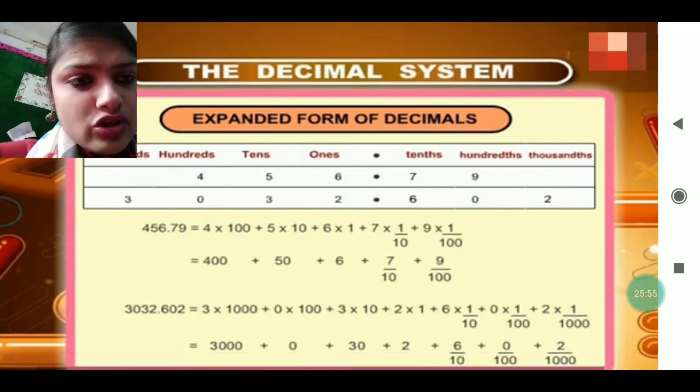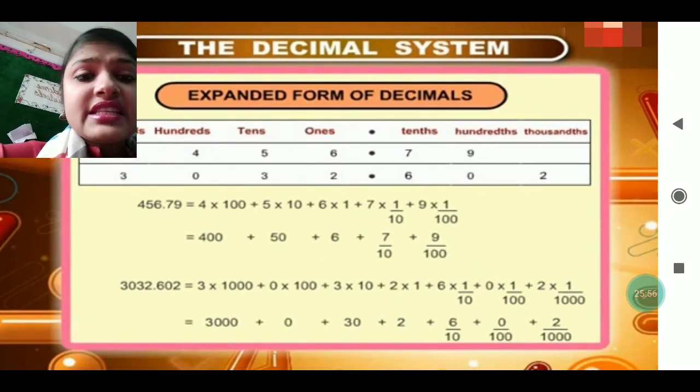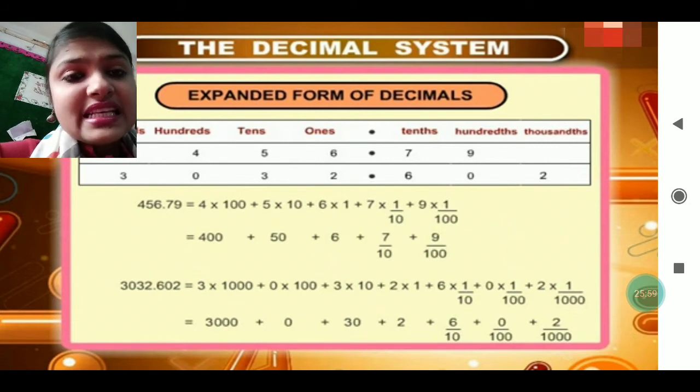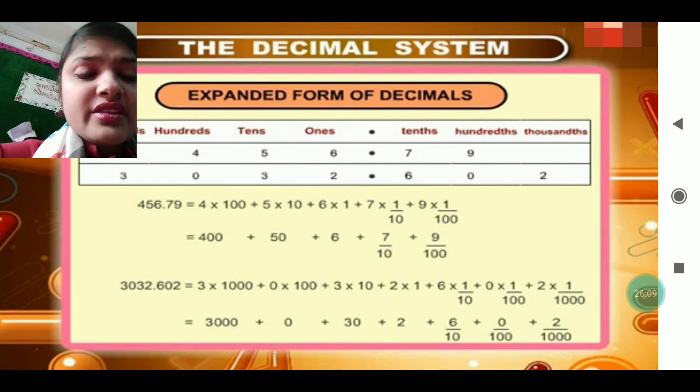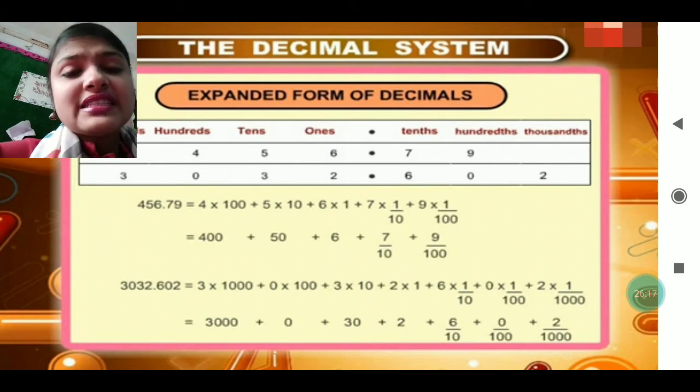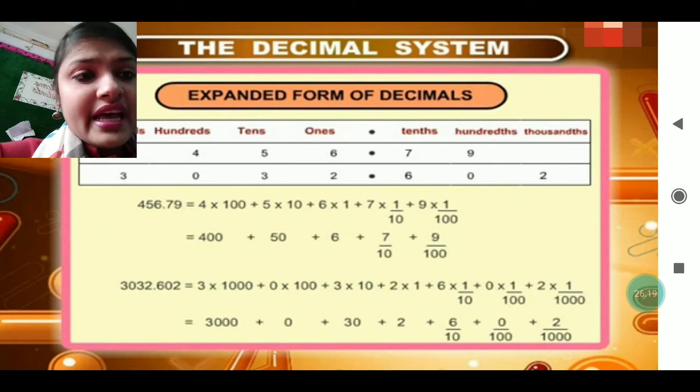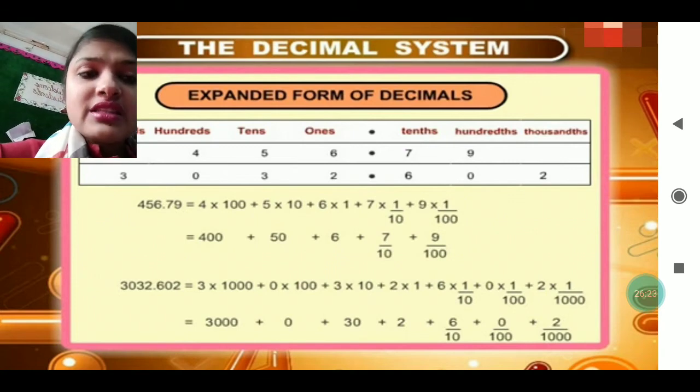In the same way, the next question which is written here is 3032.602. This 3 is present at thousands place, so 3 into 1000. 0 is present at hundreds place, so 0 into 100. 3 is present at tens place, so 3 into 10. 2 is present at ones place, so 2 into 1. And then after the decimal, the number which is 6, so we will write 6 into 1 by 10, then 0 into 1 by 100, then 2 into 1 by 1000.